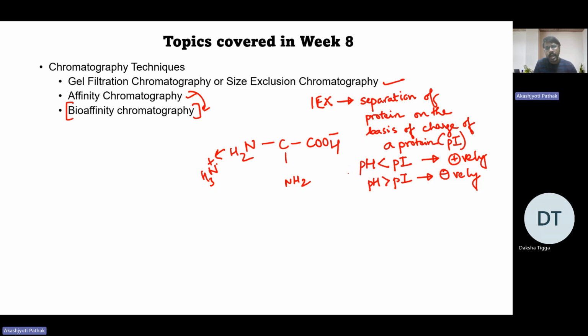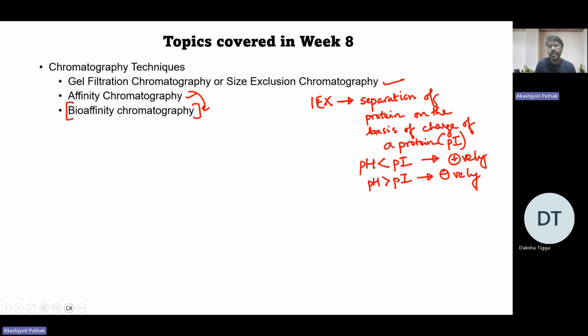Okay, and if your pH is greater than the PI, then what happens? These carboxyl groups ionize and form COO minus and NH2 groups. So as a result, the net charge of the protein becomes negative. So these are basic biochemistry which you must have learned.